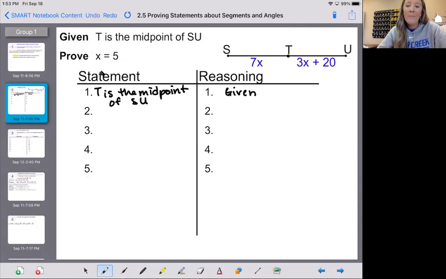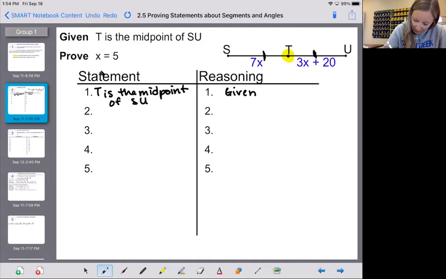It says T is the midpoint. Now think about, what does the midpoint of something mean? The midpoint is the point in the middle, right? It's the point that breaks up something into two equal pieces. So in this case, I have a segment, and on each side of this segment has two equal pieces. This side over here is equal to this side over here because this is the midpoint. If you look at our picture, T is in the middle. They told us that. And so I know that segment ST on the left has to be the same as TU. How do I know that again? Because it's the midpoint. So we're going to put that into our proof.